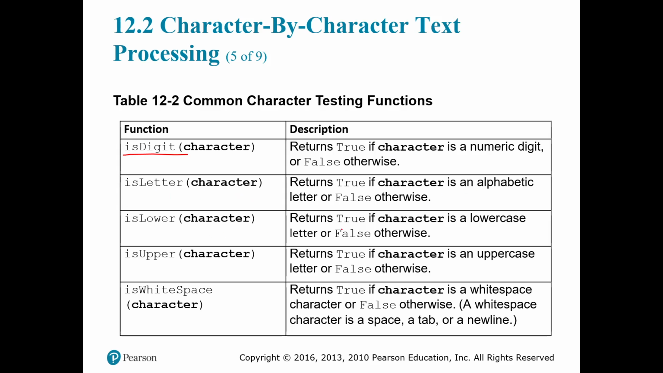Now, isLower will return true if the character is lowercase, and false otherwise. IsUpper will return true if the character is an uppercase letter, and isWhitespace will return true if the character is a white space. Otherwise, it will return false. So just remember the names, and if you remember the names, it's pretty straightforward. What this function does is in the name of that same function. You just have to know that these all exist.